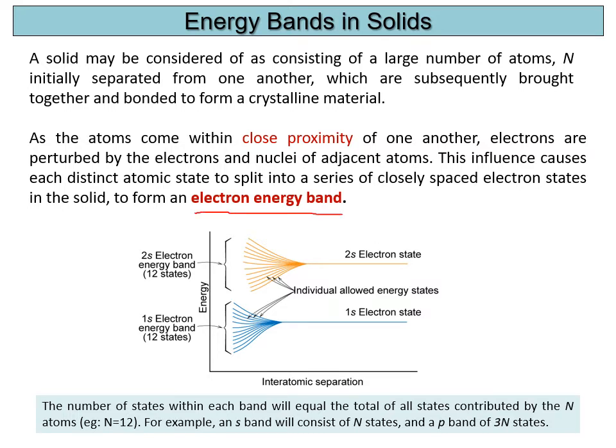The number of states within each band will equal the total of all states contributed by the n atoms. For example, n is 12. An S band would consist of n states and a P band of 3n states. This is the example of an electron energy band. This is the first band, while this is the second band. So each band contains 12 states.